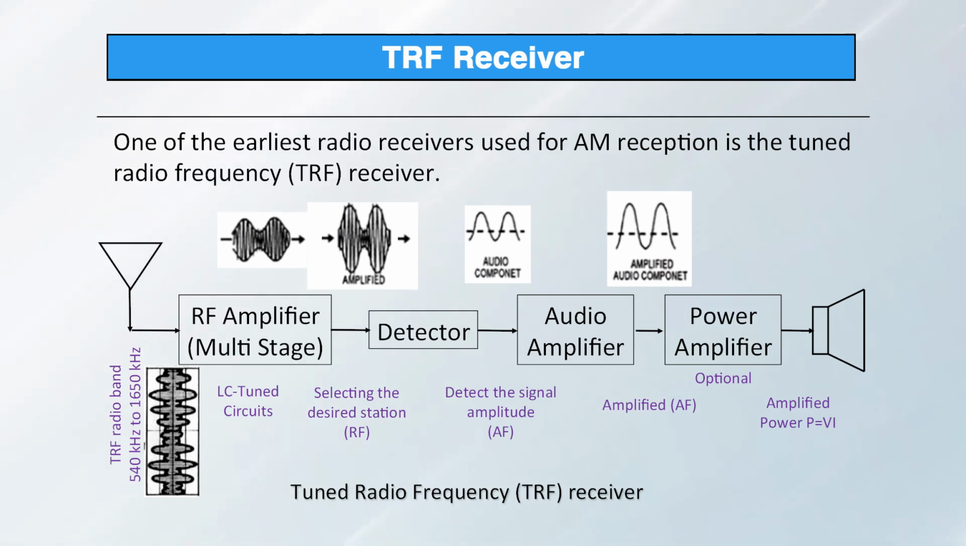The output of this detector produces a varying voltage or current that corresponds to the audio signal imposed on the carrier wave. Next step is the audio amplifier. The audio amplifier stage in the TRF receiver amplifies the weak audio signal extracted by the detector to a level suitable for driving a speaker or headphone. The function is to increase the amplitude of the audio signal to an audible level without introducing significant distortion, providing sufficient power to drive a speaker or headphone transducer.